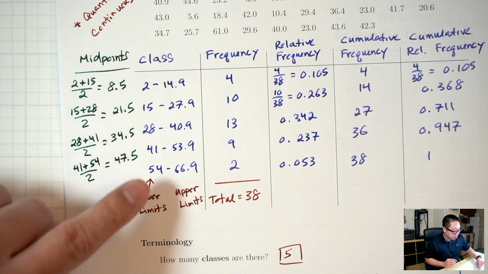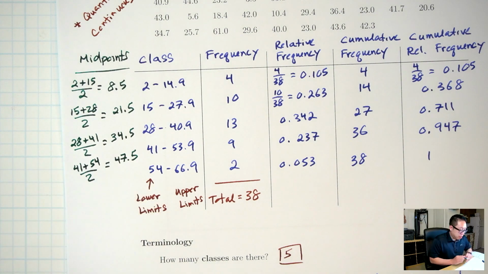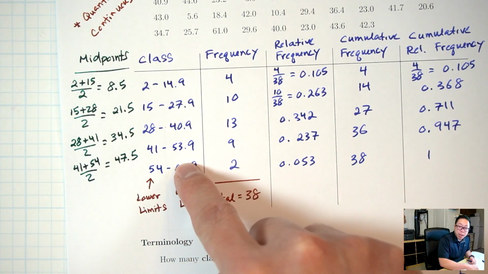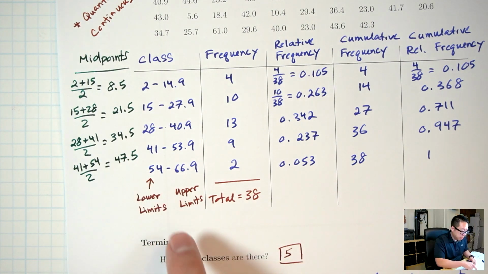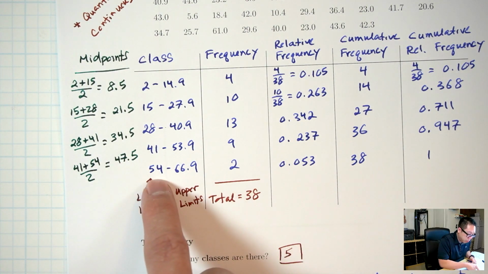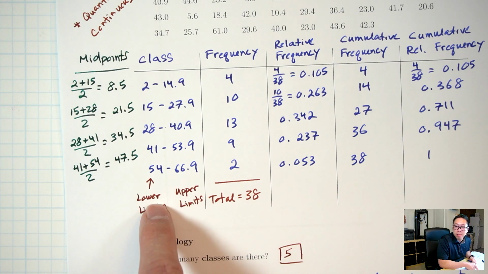And then, what about this last one? Because I have 1, 2, 3, 4, 5 classes, I should have 1, 2, 3, 4, 5 midpoints. So I'm missing one last midpoint. How do I find this last one? 54 plus what? What's the next one?